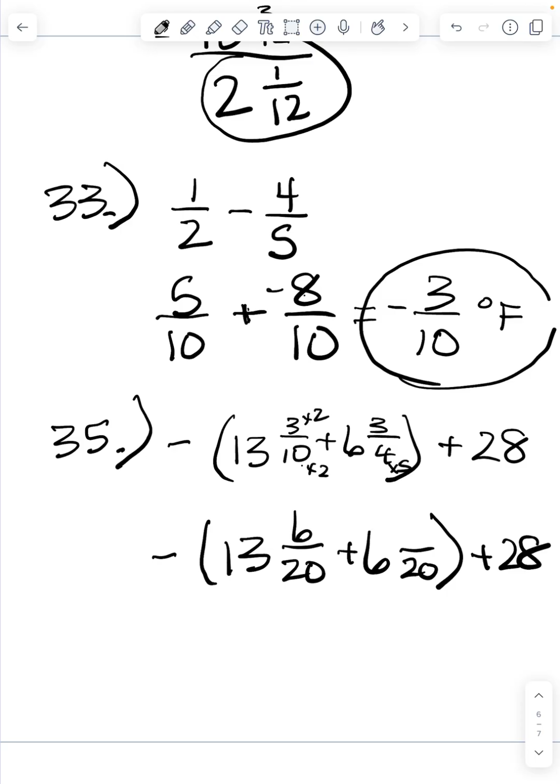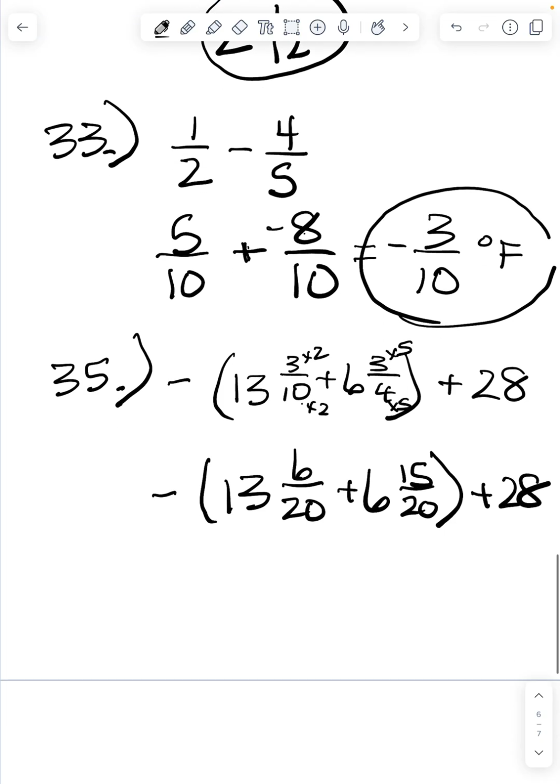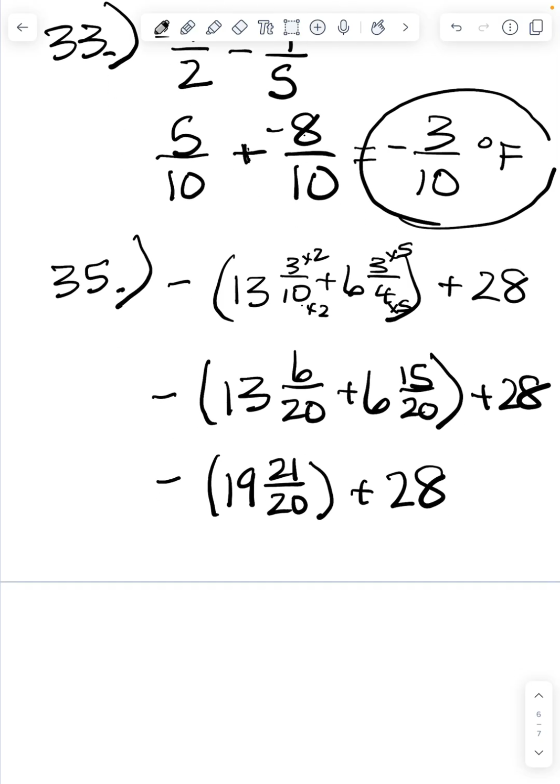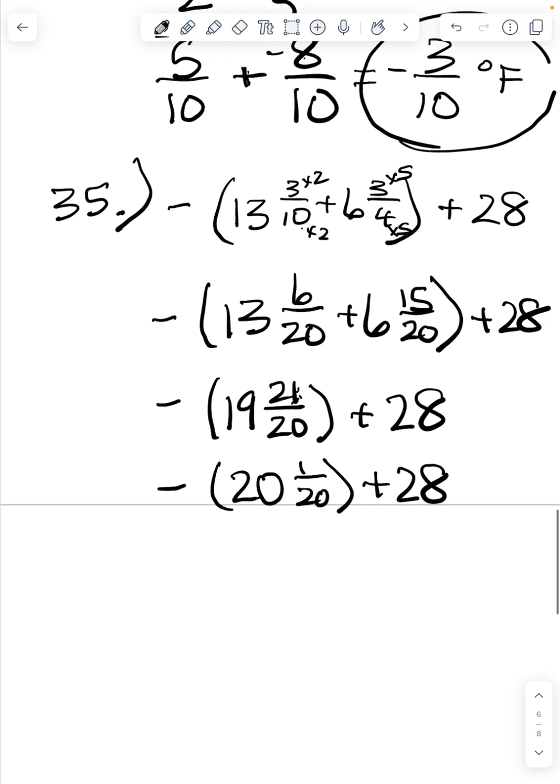This would have had to be times 5, which means this is 15 here. So we have negative, and then inside here, we're going to end up with 13 plus 6, that's 19. Common denominator of 20, which means add your numerators, that's going to be 21. Okay, so this is actually improper here as part of this mixed number. So let's go ahead and rewrite this as 20 and 1/20 plus 28.